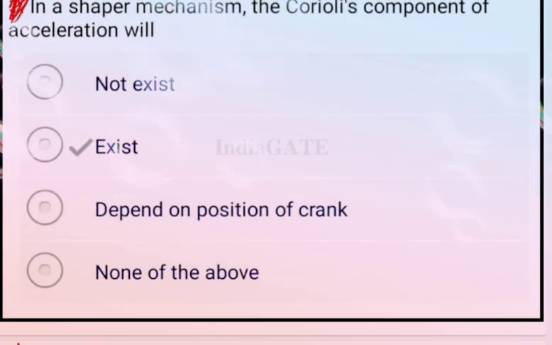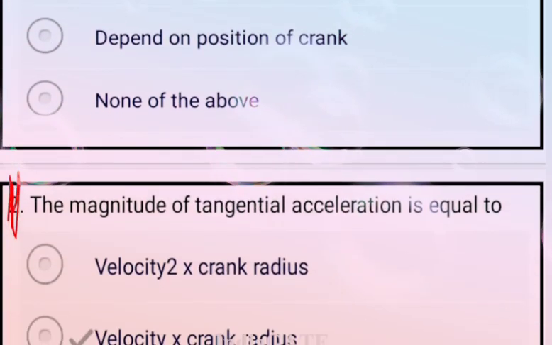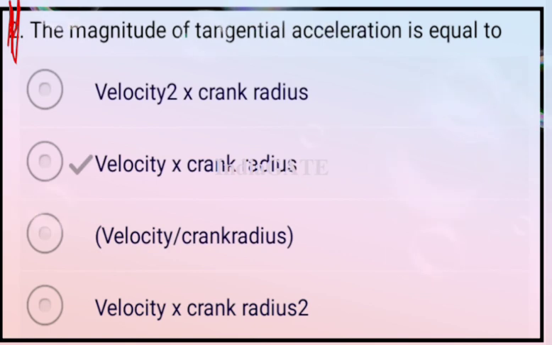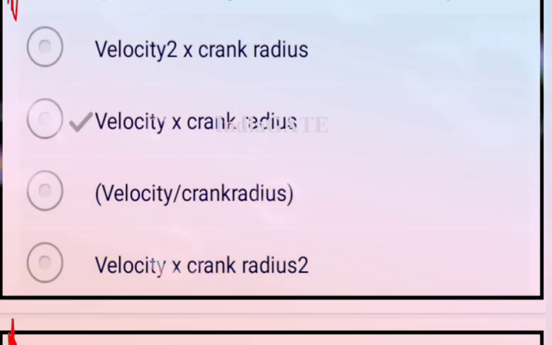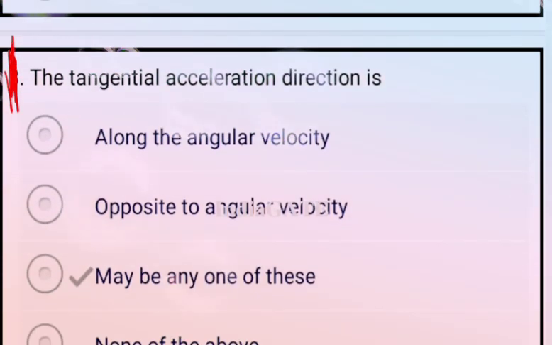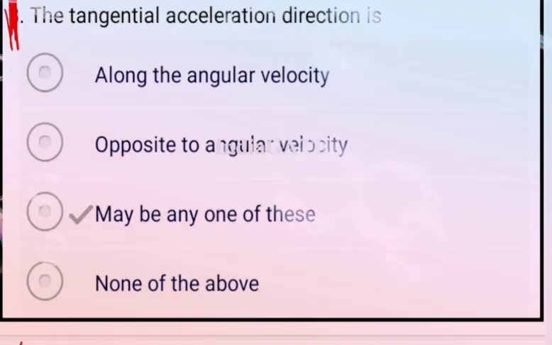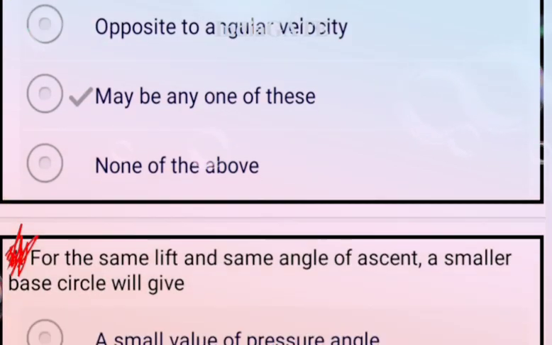In a shaper mechanism, the component of the acceleration will be, so that acceleration will exist. So option B is your correct answer. Now come to the magnitude of the tangential acceleration, which is equal to the velocity into crank radius. So option B is your correct answer. The tangential acceleration direction may be any one of these, meaning along the angular velocity and opposite to the angular velocity. So option C is your correct answer.